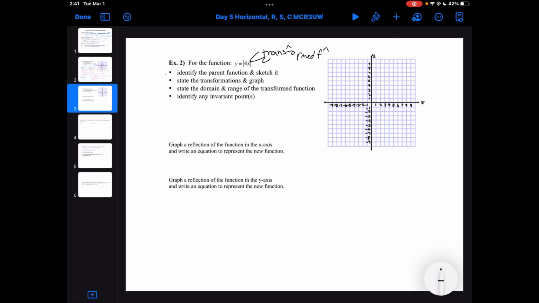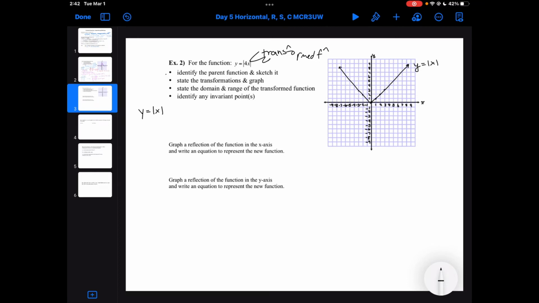And so the first thing we need to do is identify our parent function. So our parent function is y equals the absolute value of x, and we're going to sketch that. I know that one sort of looks like a V. Put on a couple points here. I'm going to make those two lines as straight as I can. And then I have my function here, y equals the absolute value of x. That is my parent function.